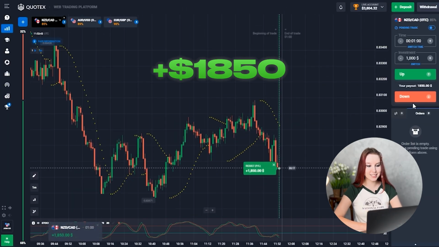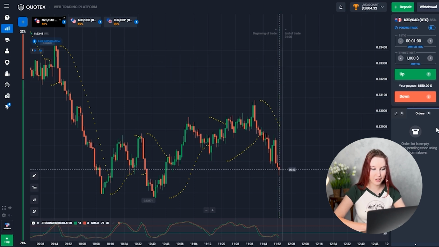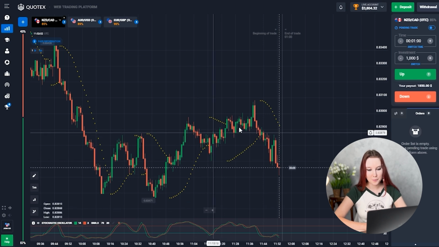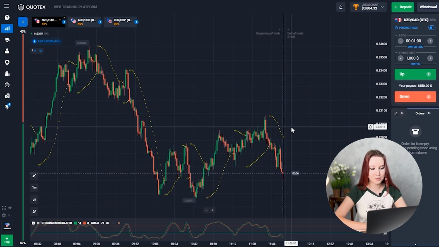And yes, guys, another lucrative trade. I think that will be enough for today. Well, almost 4,000 bucks on my balance. And yes, guys, I think you really made sure that this combination of indicators works awesome.